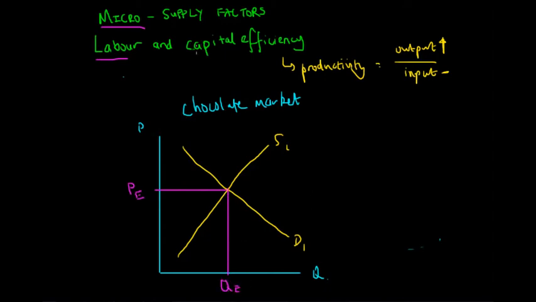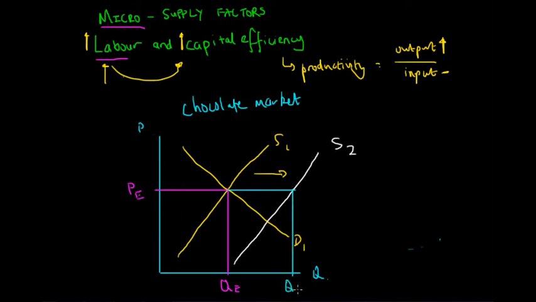Okay. What happens if labour or capital efficiency increases? So the labour is better utilizing the capital, or the labour efficiency itself has actually increased. Okay, so that represents a shift to the right of the supply curve, S1 to S2. And what this means is that initially, because producers are producing more, there would be a surplus in production at Q2, while the demand is still at QE. And this represents a surplus in supply.